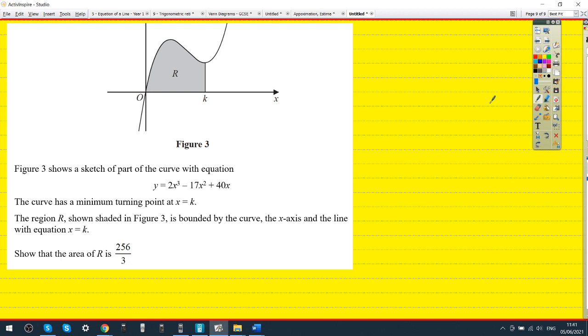So, would you need to integrate the equation first? Yep. Okay. What would you do after you integrate it? You make it equal to 256 over 3. So we want to make it between 0 and k, the integration. Then you'd solve it by subbing them in for x. You have to figure out what k is, though.